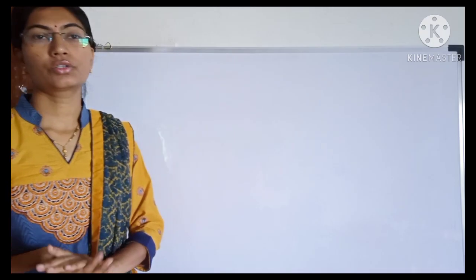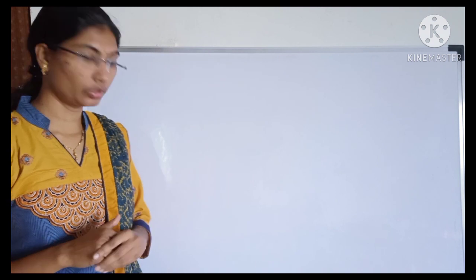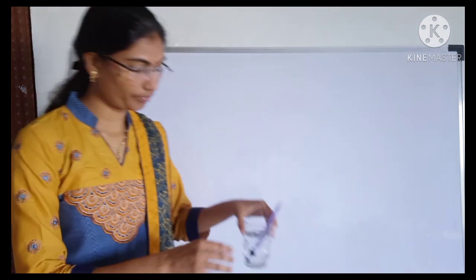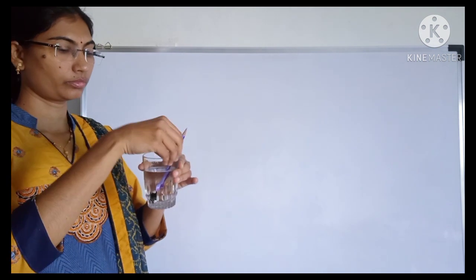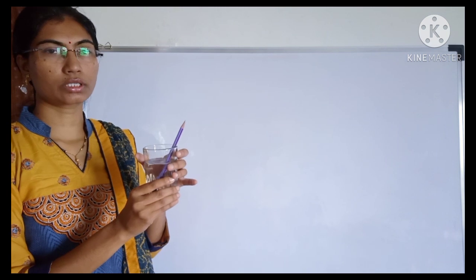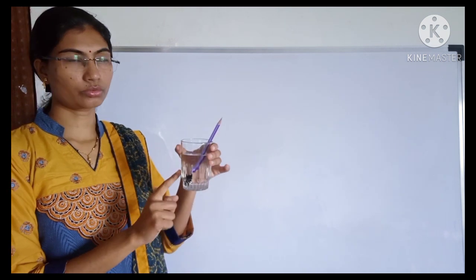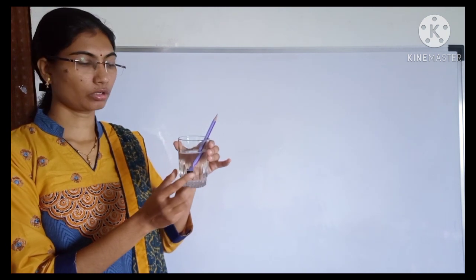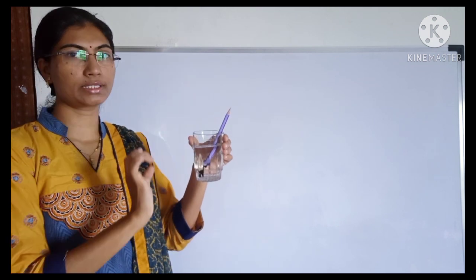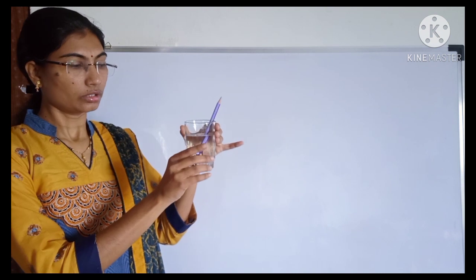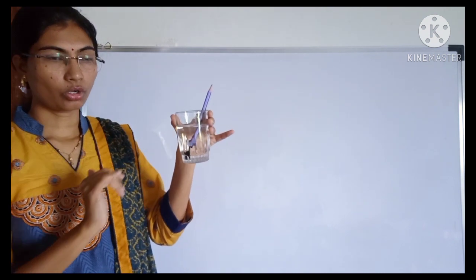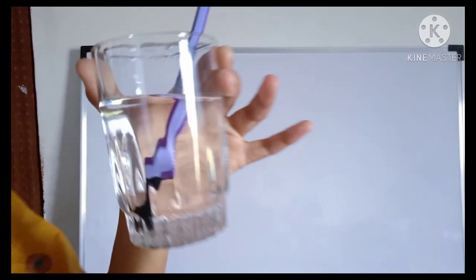Students, a small activity we will do here. You can do this activity at your home. You have to take a transparent tumbler or a glass, fill it with water and put a pencil like this, and observe it from the front side. What you will see, observe this carefully. I will show you.